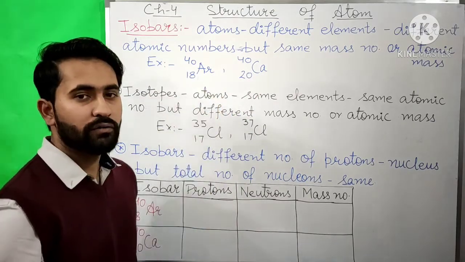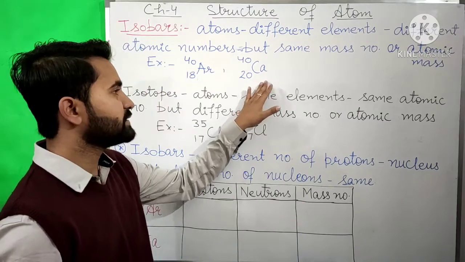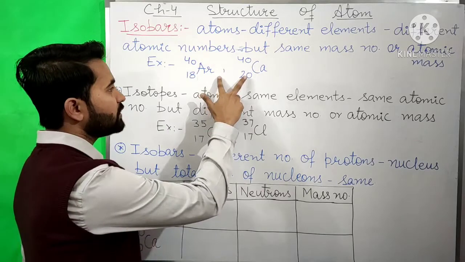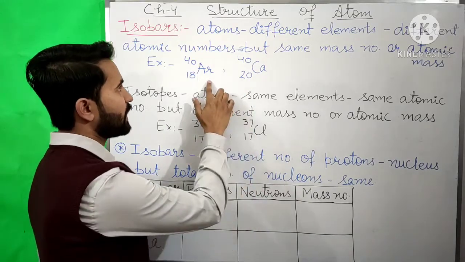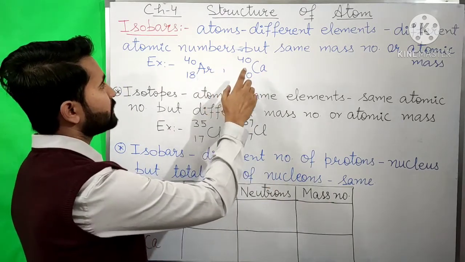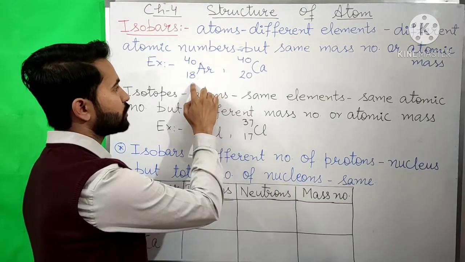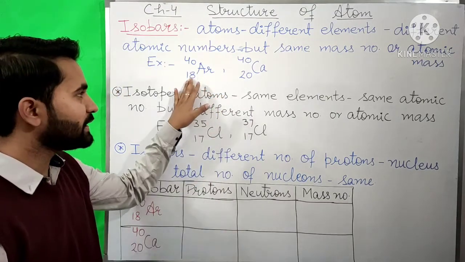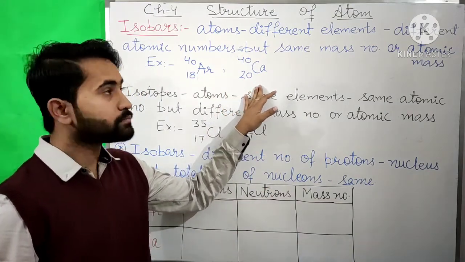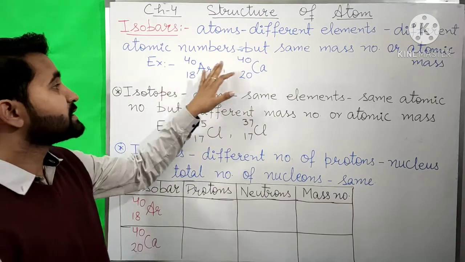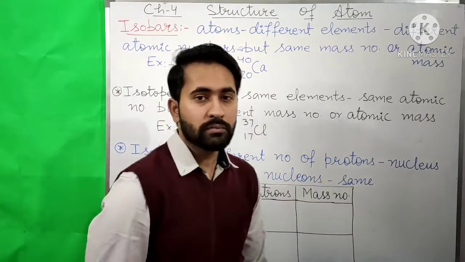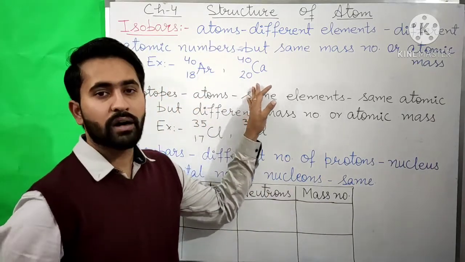Ar is the symbol of argon gas and Ca is the symbol of calcium. As we can see here, they both are different elements. One is argon and another one is calcium, and they have different atomic numbers. The atomic number of argon is 18, whereas the atomic number of calcium is 20. Now they have the same mass number. Their mass number is the same, that is 40. So these are the examples of isobars.